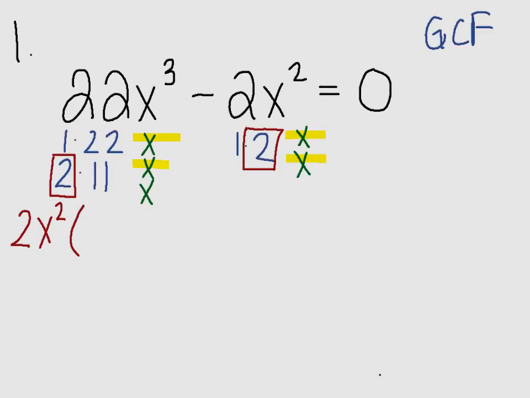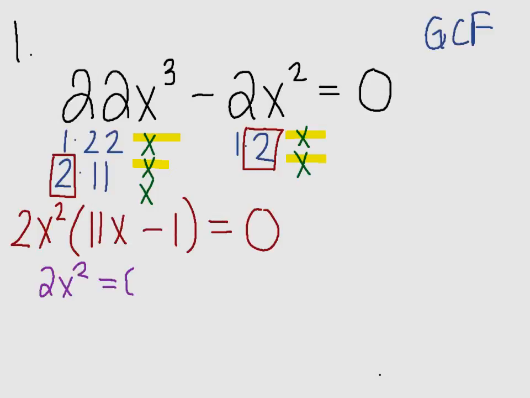Now I need to write what I have left. Since I already took the 2 out, my 11 is left with it. I still have an x left, minus, I took my 2 out and both of my x's, so that's equal to 1. Minus 1 equals 0. Now since it's equal to 0, I need to set both of those equal to 0 to get my answer. So I am doing first 2x squared equals 0, and I'm doing 11x minus 1 equals 0.